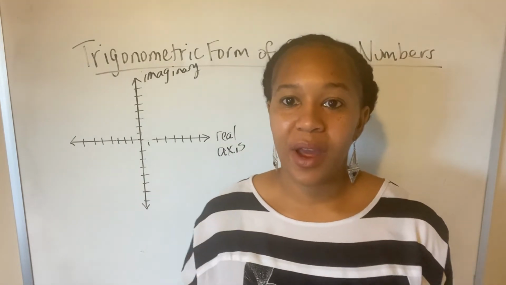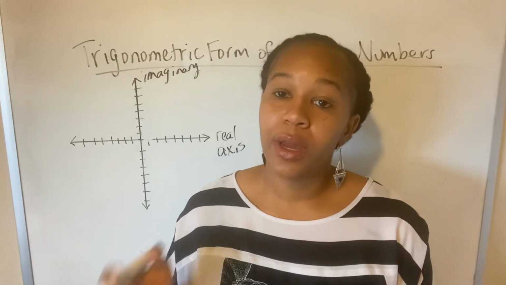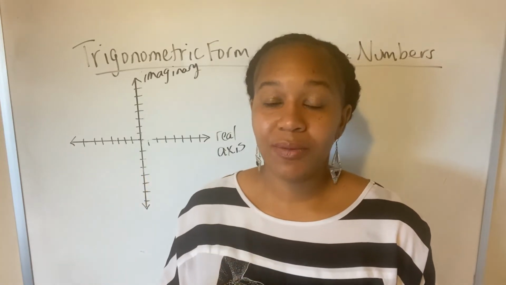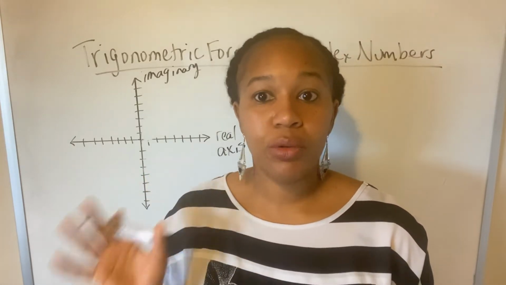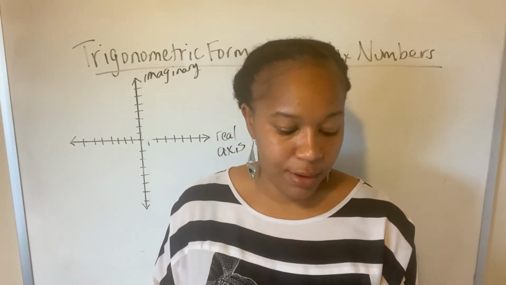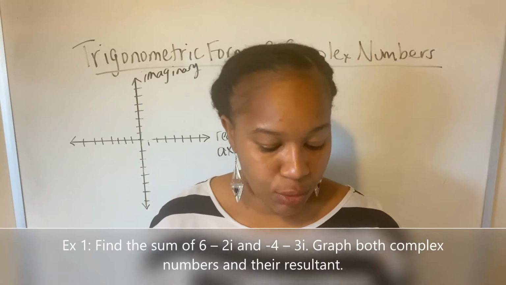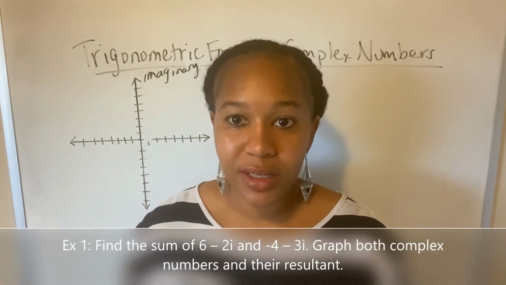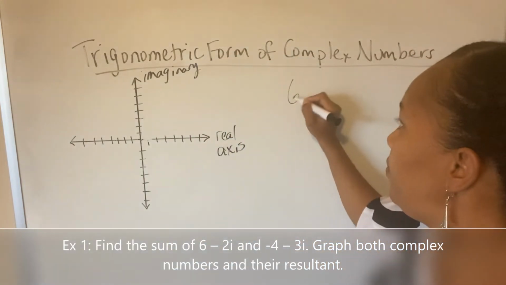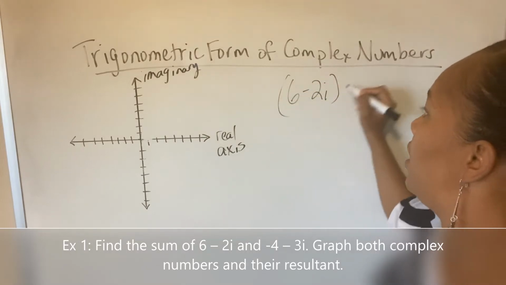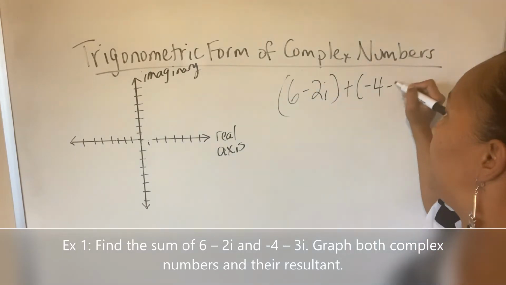Just like we can graph a complex number, we can graph the resultant vector of two complex numbers being added together. For this first example, we want to find the sum of 6 minus 2i and negative 4 minus 3i. So 6 minus 2i plus negative 4 minus 3i.